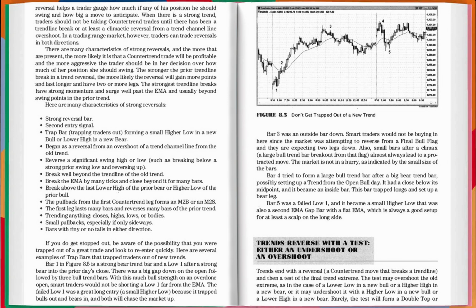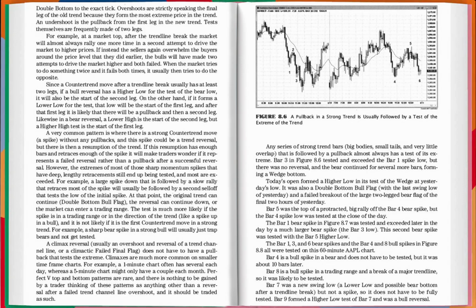Trends reverse with a test, either an undershoot or an overshoot. Trends end with a reversal, a counter-trend move that breaks a trend line, and then a test of the final trend extreme. The test may overshoot the old extreme, as in the case of a lower low in a new bull or a higher high in a new bear, or it may undershoot it with a higher low in a new bull or a lower high in a new bear. Rarely, the test will form a double top or double bottom to the exact tick.